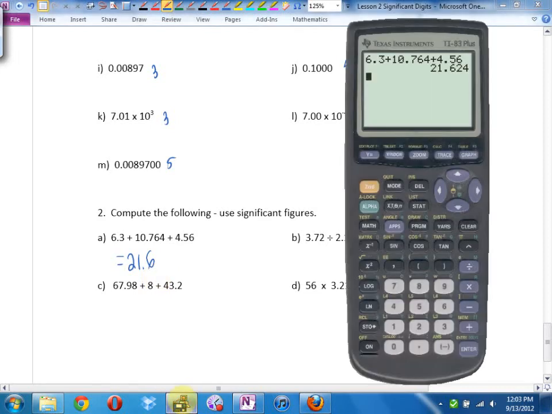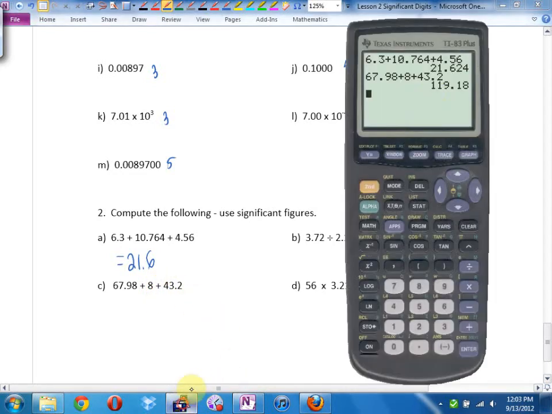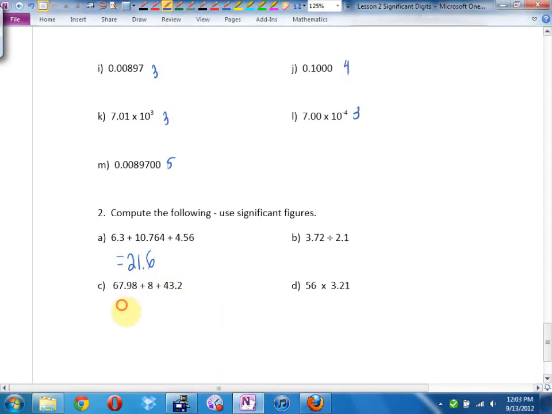I'll do C because it's also adding and subtracting. Remember the rule for adding and subtracting, same rule. 67.98 plus 8 plus 43.2 is 119.18, but if I look at my data, this 8 right here is only good to no decimal places. So I think I'm going to have to round this off to, am I right, 119?